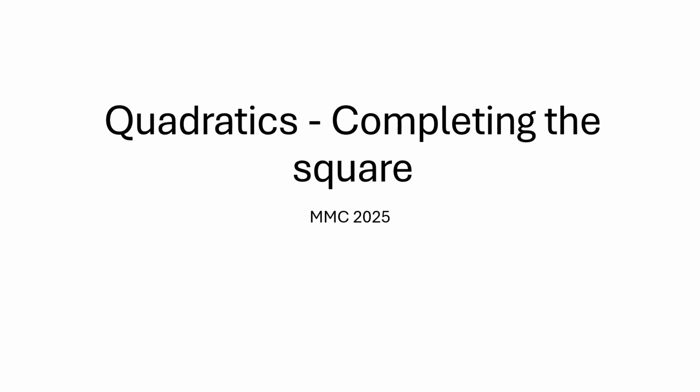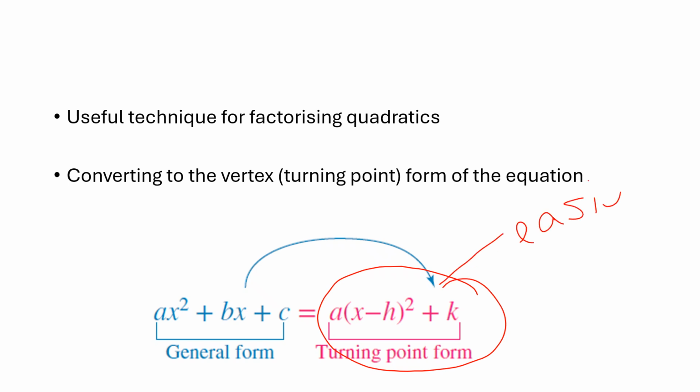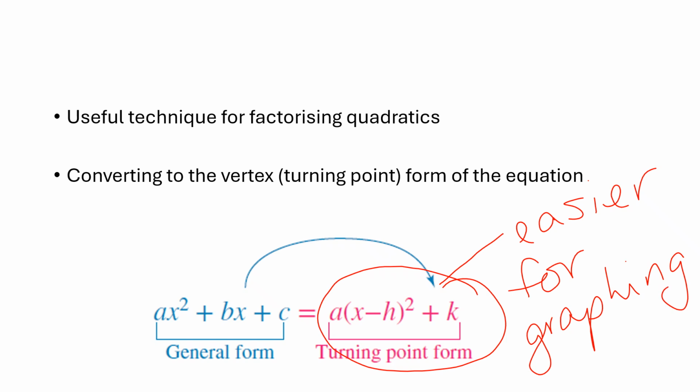Hi folks, in this video we're going to look at a technique that can be used with quadratics, called completing the square. This is a really useful tool to have for factorising and also for converting from our general form ax squared plus bx plus c into the turning point form, which is easier for graphing. And we will have a video on that following up from this one.